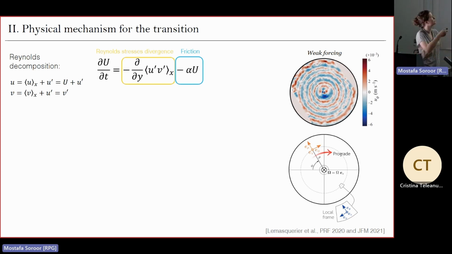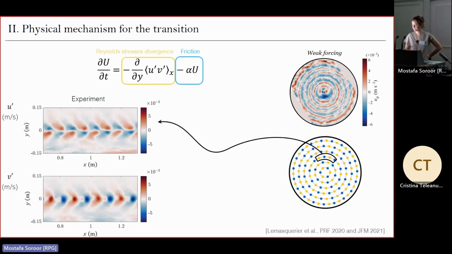So in a lot of studies of the long-term dynamics of zonal jets, if you want to understand these dynamics, you need to model the Reynolds stresses divergence correctly. Okay, and in particular, you need to know how it depends on U and if there is a feedback of the zonal flow on the Reynolds stresses divergence.